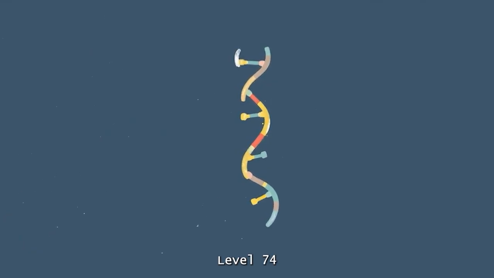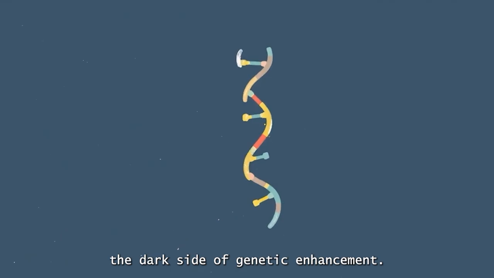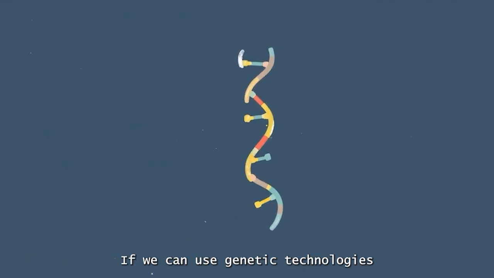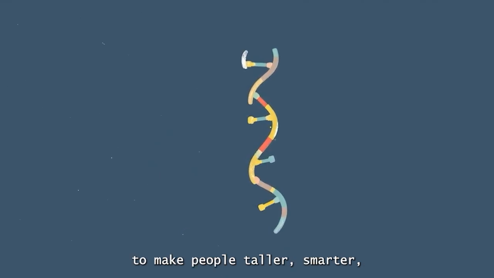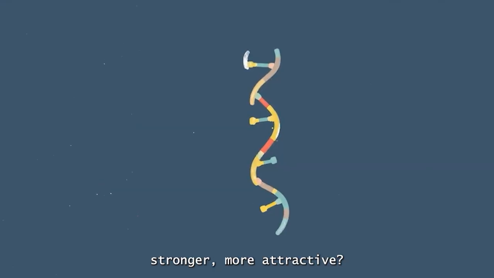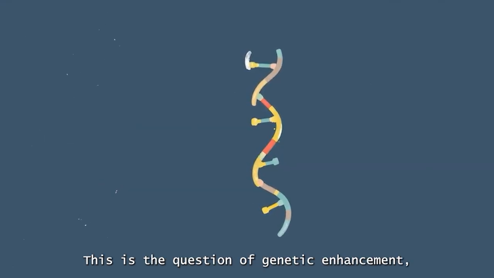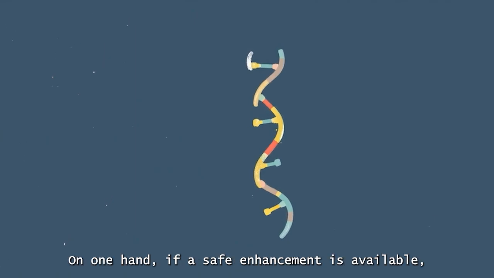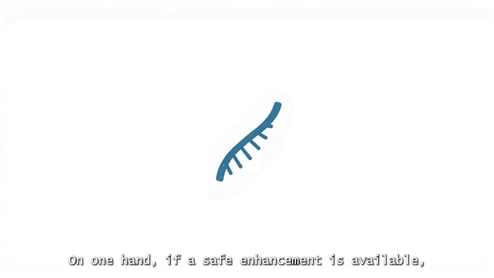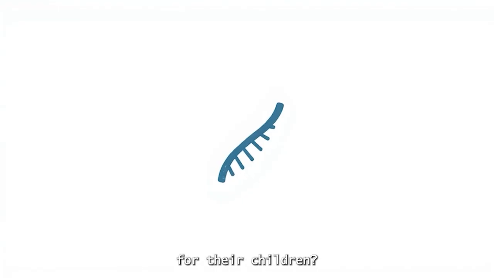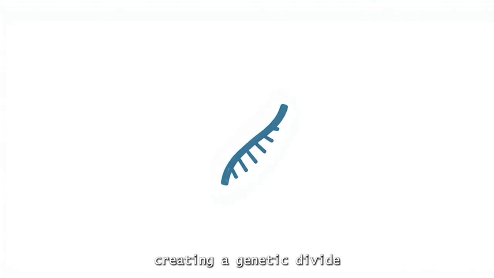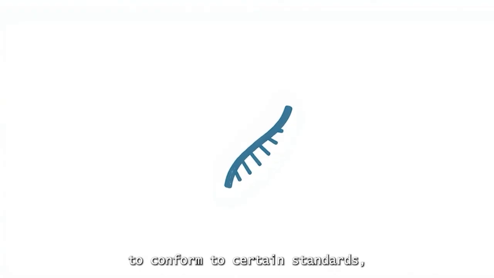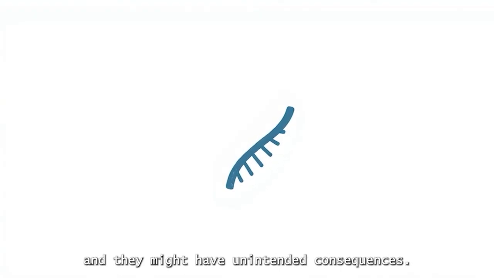Level 74. The dark side of genetic enhancement. If we can use genetic technologies to prevent disease, can we also use them to enhance abilities? To make people taller, smarter, stronger, more attractive? This is the question of genetic enhancement, and it's ethically fraught. On one hand, if a safe enhancement is available, why shouldn't parents want the best for their children? On the other hand, enhancements could exacerbate inequality, creating a genetic divide between those who can afford them and those who cannot. They could create pressure to conform to certain standards, and they might have unintended consequences.